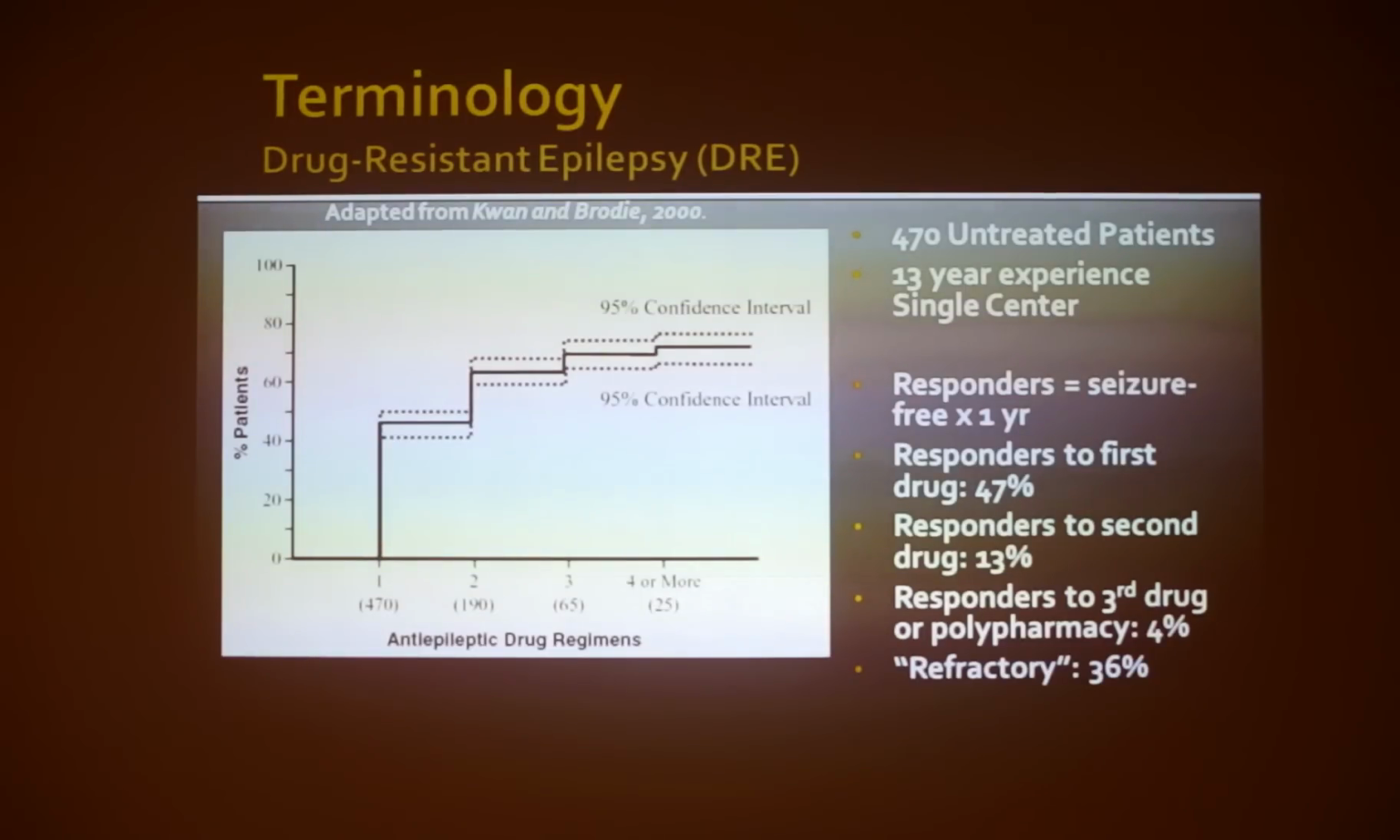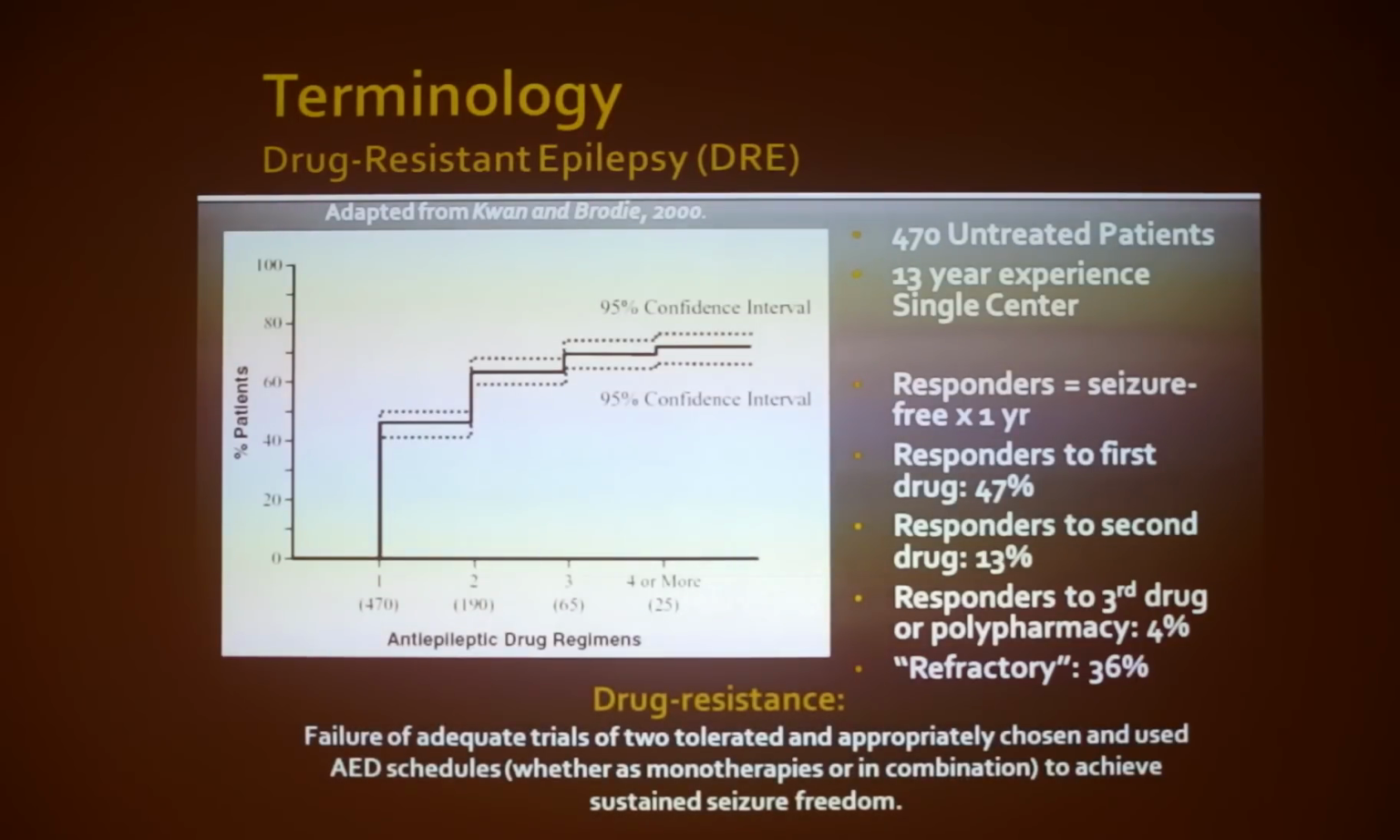If the first medication failed and patients required a second medication for seizure control, another 13% could achieve seizure freedom on a second medication. And as you can see, this has become a law of diminishing returns, with successive trials of medications resulting in fewer and fewer patients that can be controlled adequately with anticonvulsant medications. This has led to the definition of drug resistance as the failure of adequate trials of two tolerated and appropriately chosen and used anti-epileptic drug schedules, whether as monotherapies or polytherapy combination, to achieve sustained seizure freedom.